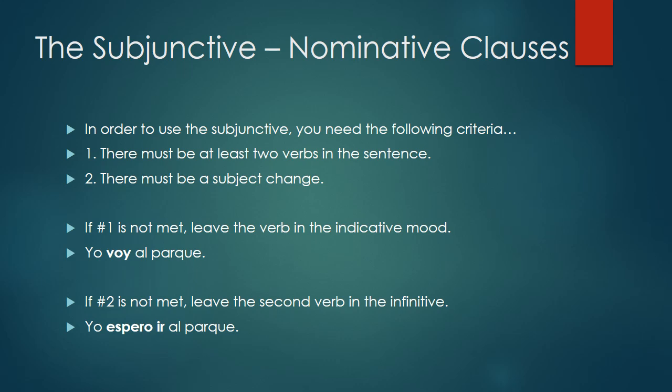If rule number 2 is not met, in other words, if there's not a subject change in the sentence, leave the second verb in the infinitive. For example, I hope that I go to the park. Since I am the subject of the first part of the sentence and the second part of the sentence, I just need to leave the second verb in the infinitive. Yo espero ir al parque.